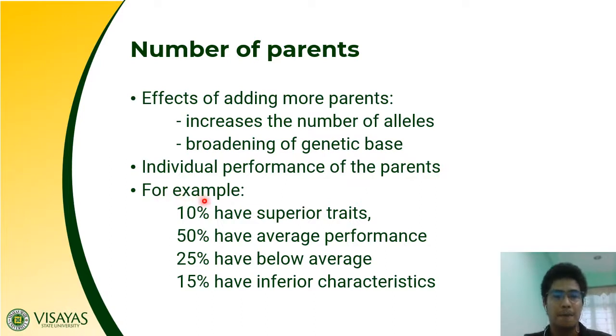So for example, even though you added many parents, if you group them, some of them contain superior traits, let's say 10% of them, and 50% have average performance, 25% have below average, and the least, those with inferior characteristics, is just 15%. So it's not about the number, but it's the performance of the parents. So here you will choose either to only intermate the 10% of your individuals with superior traits, or you may include individuals with average performance.